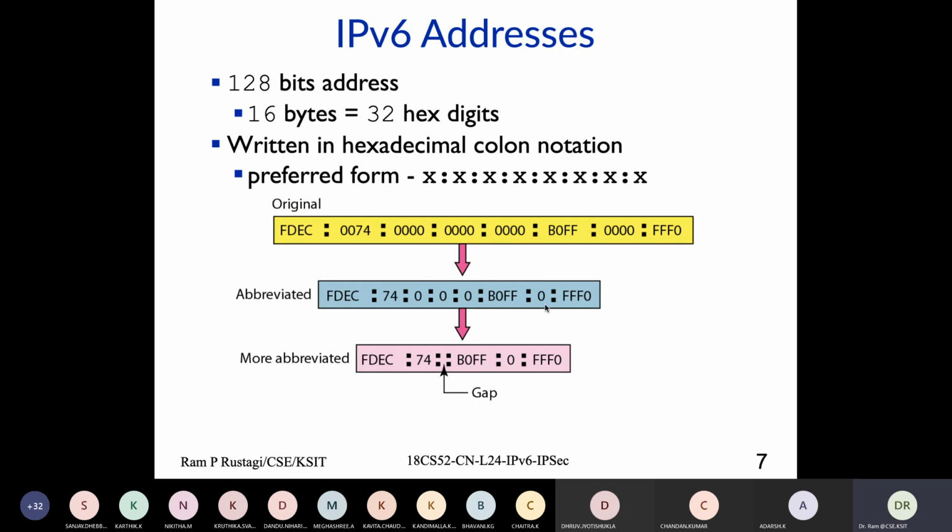There are 2 ways you can shorten the address writing. One is omitting leading zeros, for example 0074 becomes 74. If there are contiguous zeros, you can avoid those and represent them by a double colon. So 0040 becomes 40, 0074 becomes 74, and this run of zeros can be skipped with a simple double colon, and that becomes the shorthand notation.